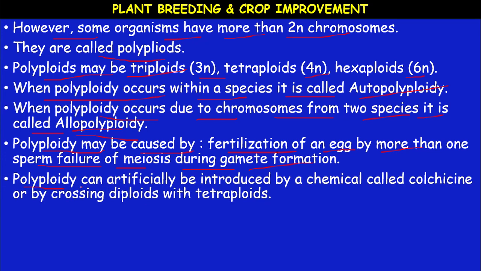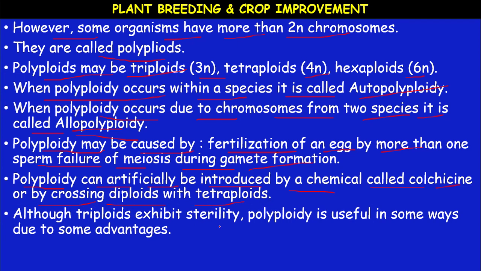The polyploidy can artificially be introduced by a chemical called colchicine. Colchicine is the chemical which causes mutations, which causes a change in the structure of genes, the structure of DNA. So by adding this chemical colchicine, polyploidy may be developed artificially, or by crossing diploids with tetraploids. This is also another technique.